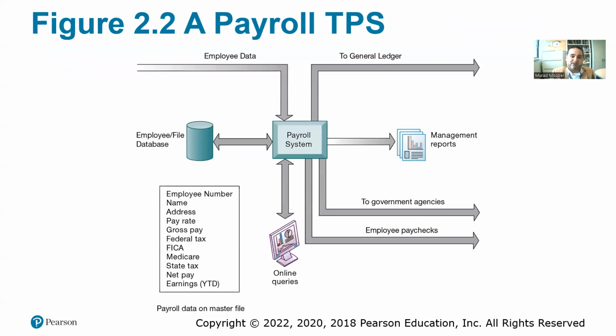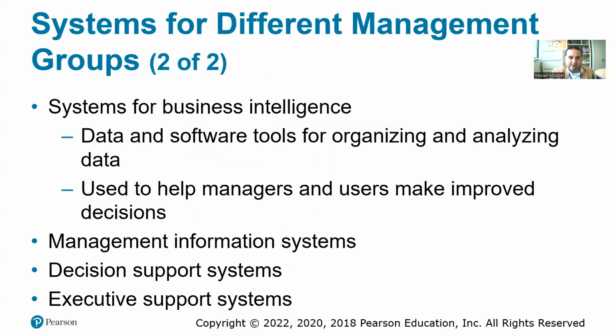And this is a payroll system that receives data from a database, which has information about the employees' pay rate, information about their address and their net pay and earnings and so on. And that payroll system then spits out the employee paychecks. We send reports to government agencies like the IRS, management reports, and so on. Just an example of a transaction processing system.